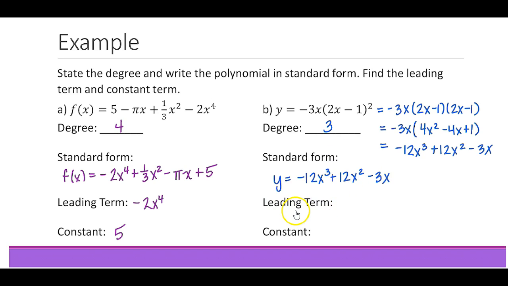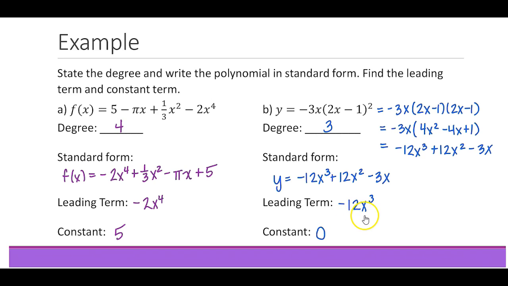The leading term now we can see is negative 12x to the third, the term with the degree 3, so negative 12x to the third. And the constant term, the term that doesn't have any variables, is just 0, because at the back here I could think about having a plus 0, so that would be my constant term.